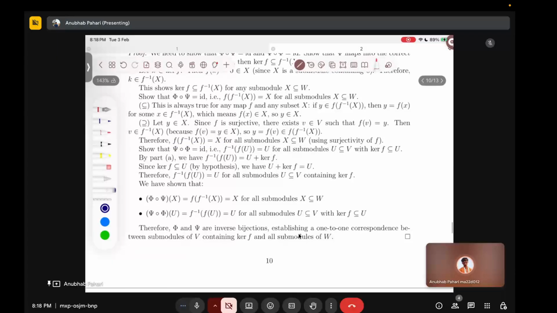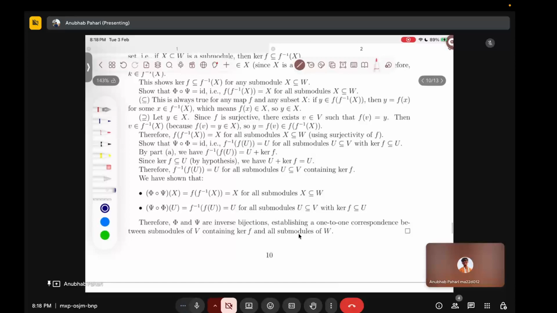And for the other thing also, if you just look into this, psi compose phi equals identity, that is, f inverse of f(U) is U for all submodules U of V with kernel of f contained in U. We have to show that. By part A, we have that f inverse of f(U) equals U plus kernel of f. And since kernel of f is contained in U, that is already given, we have U plus kernel of f equals U, and therefore f inverse of f(U) equals U for all submodules U of V containing ker f.